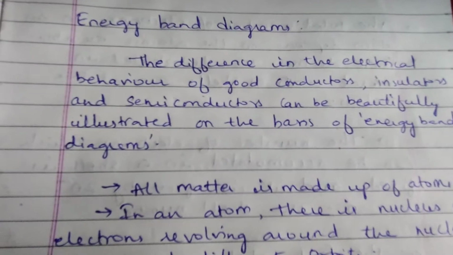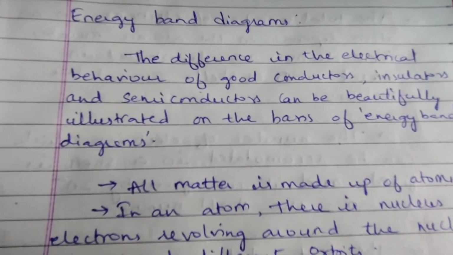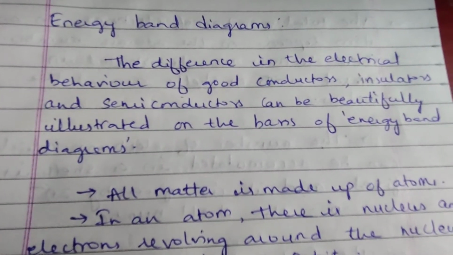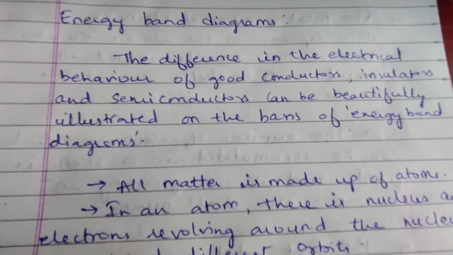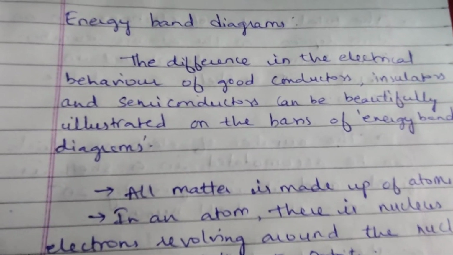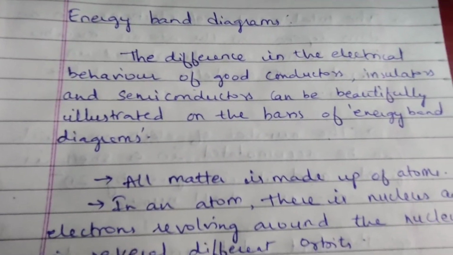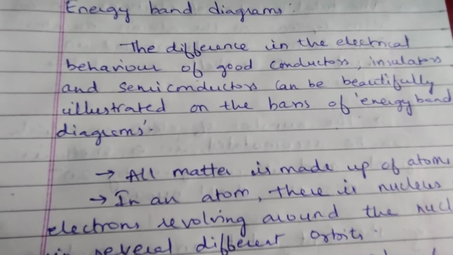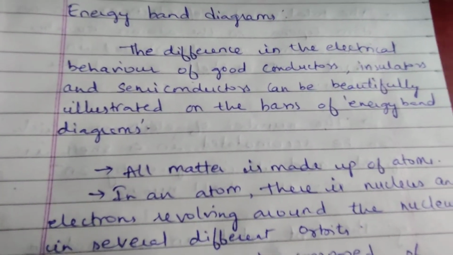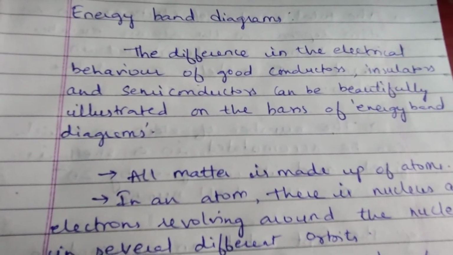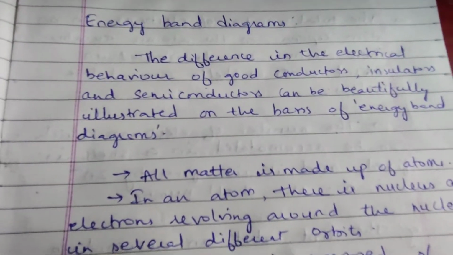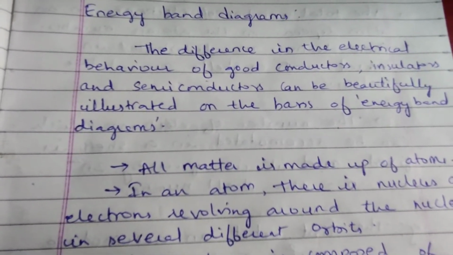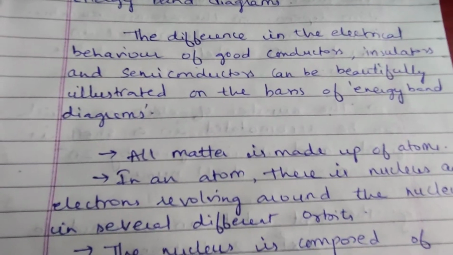So the difference in the electrical behavior of good conductors, insulators and semiconductors can be beautifully illustrated on the basis of energy band diagrams. Like I said, some materials will take electricity, some will not allow the electricity to pass through. Why are a few materials able to take electricity, and why are other materials not able to? It basically depends upon the kind of atoms we have.